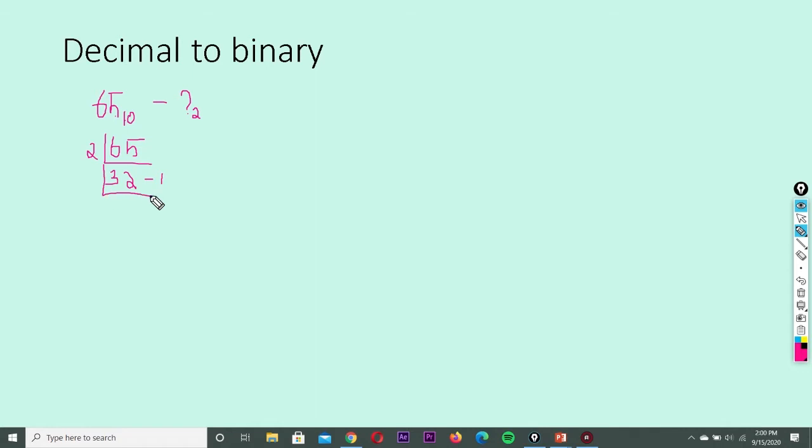Then again divide it. 16 2s are 32, so the quotient is 16. There is no remainder because it is exactly divisible, so the remainder is 0. Then again we have to divide it. Again do the division, it goes 8 times. So the remainder is 0.